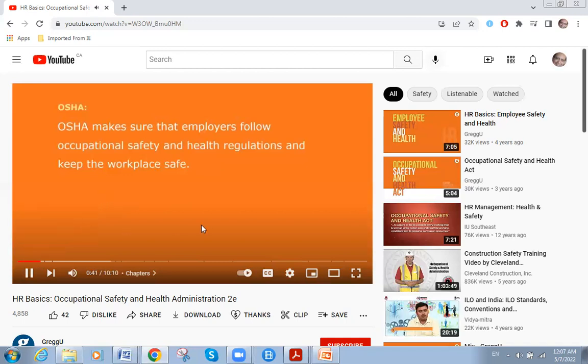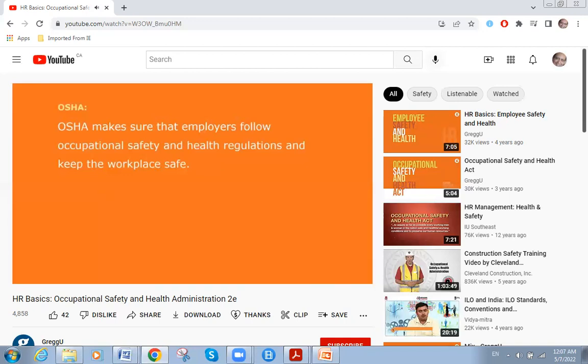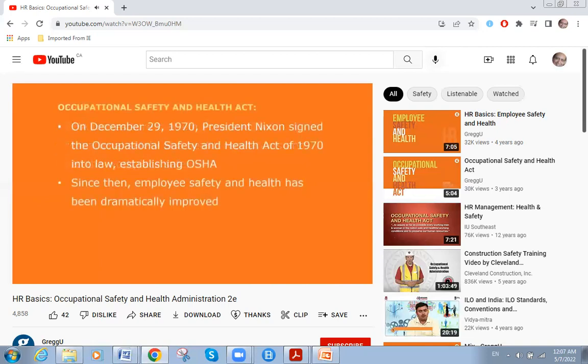OSHA makes sure that employers follow occupational safety and health regulations and keep the workplace safe. On December 29, 1970, President Nixon signed the Occupational Safety and Health Act of 1970 into law, establishing OSHA. Since then, employee safety and health has been dramatically improved.